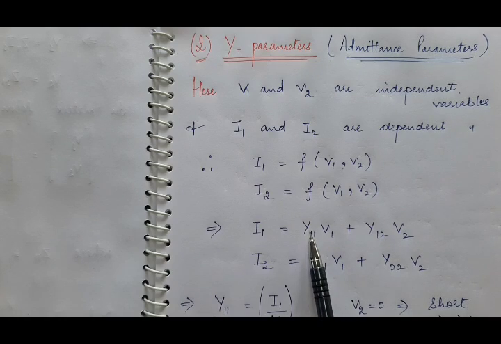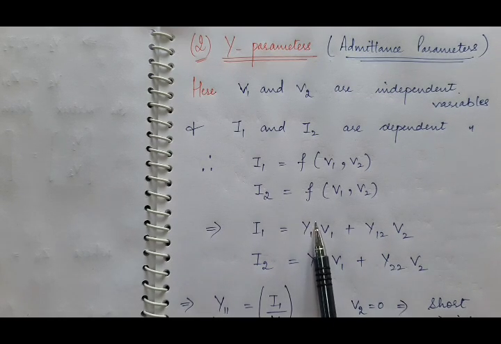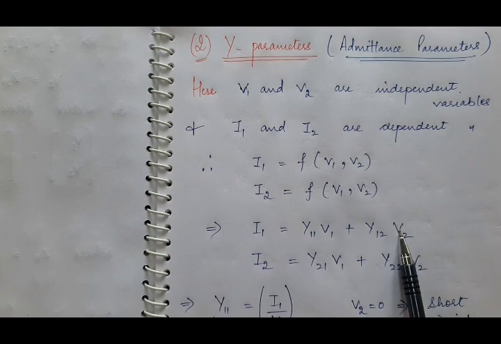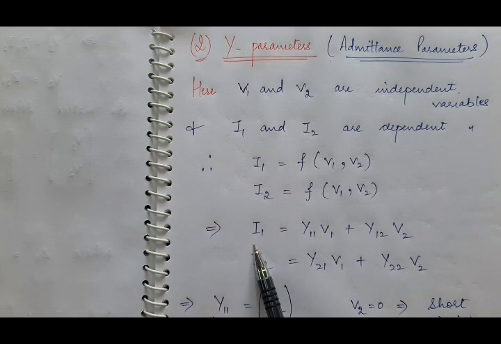And why are we writing these coefficients as Y? Because if you have to find the value of this coefficient, what will you do? You will make V2 equal to 0. Then this coefficient will be equal to, moving V1 to this side, I1 by V1. And what is I by V? It is admittance. And we denote admittance by Y. So that is why we are denoting these coefficients with Y.